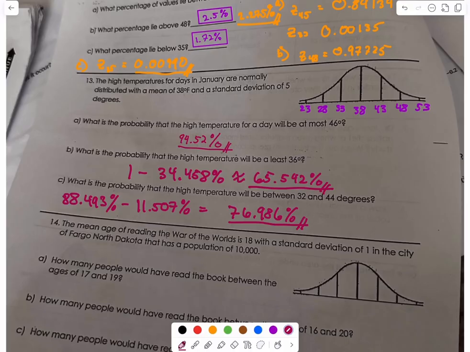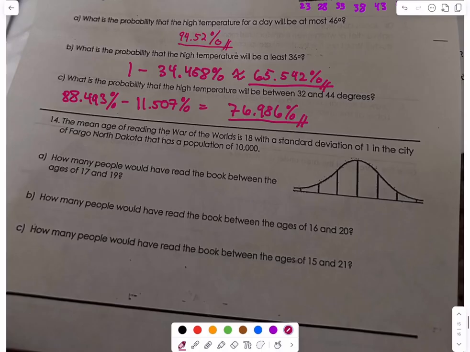Okay, so yeah, let's just kind of keep going. Okay, the average age of reading the book is 18. Okay, so this is 18 with a standard deviation of 1. So that means this is 19, 20, 21, 17, 16, and 15. Okay. It has a population of 10,000. How many people would have read the book between ages of 17 and 19?